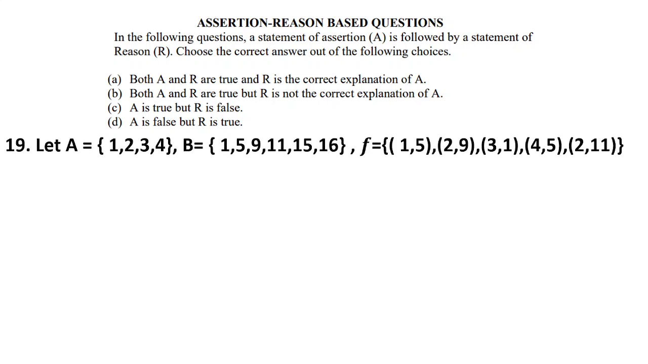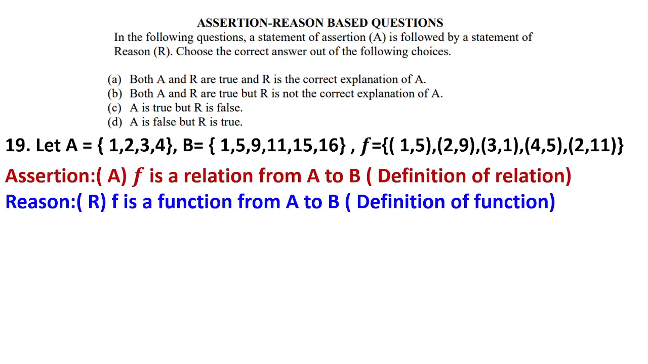A is given and a function is given as a relation. 1 is related to 5, 2 is related to 9, 3 is related to 1, 4 is related to 5 and 2 is related to 11. And the assertion is F is a relation from A to B, making use of the definition of relation. And the reason is F is a function. All of you know that every function is a relation. Therefore, if F is a function, automatically the assertion will be that F is a relation.